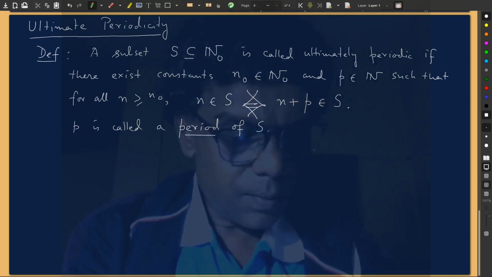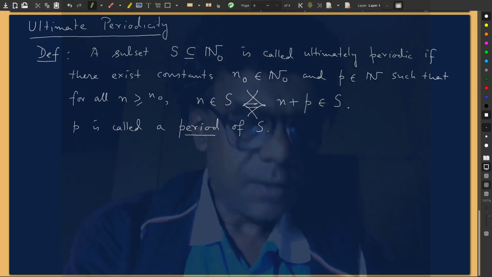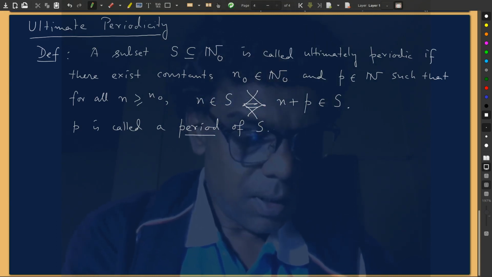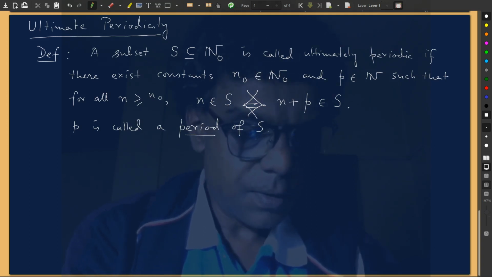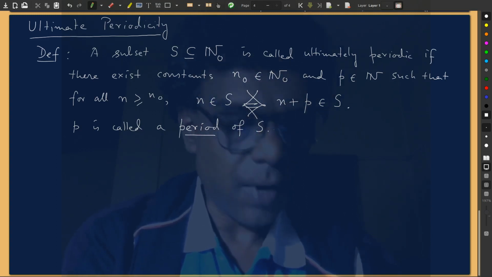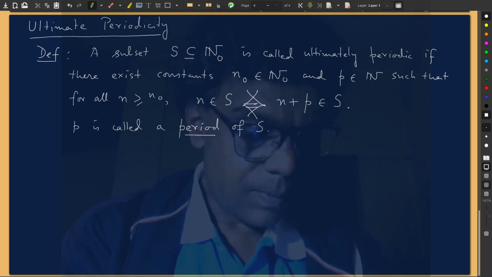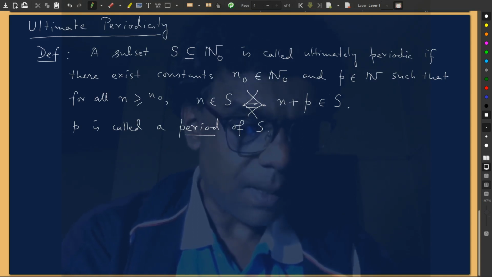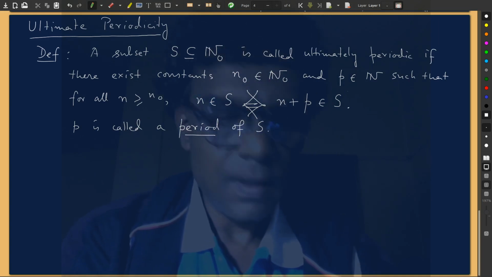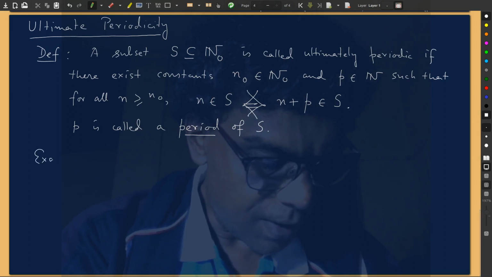So this means that below this n0, some finite constant, periodicity may not be observed, but beyond a certain finite point, a number is a member of S if and only if the next pth number is again a member of S. So for example, we may have something like this.